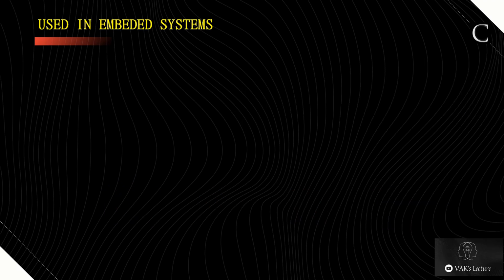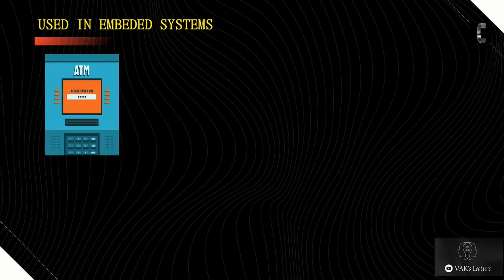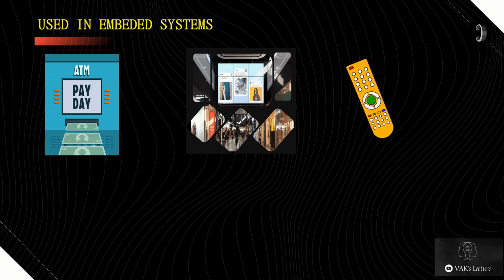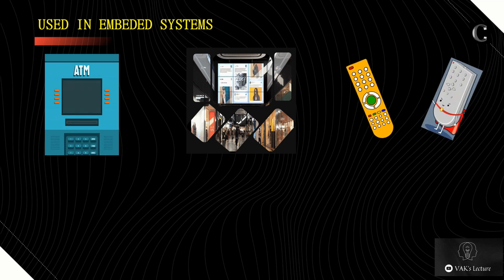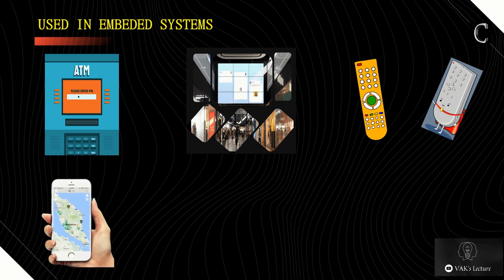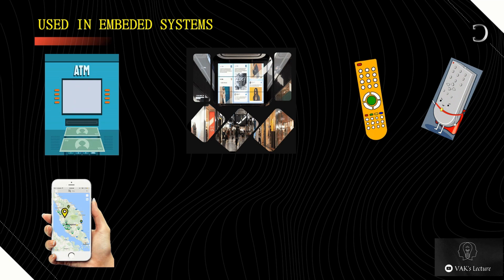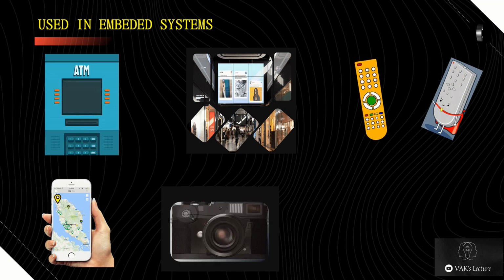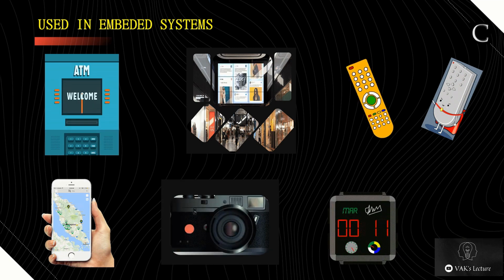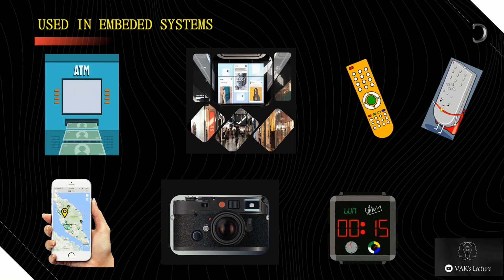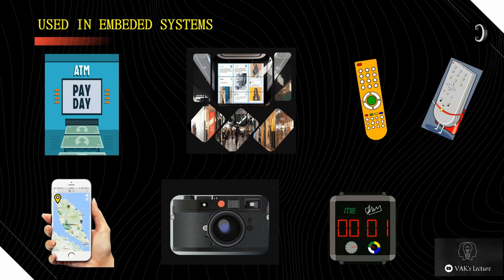Let us say ATM machines and display boards in shopping malls, or a TV remote controller or AC controller, or GPS in a mobile used to track the required location, or a digital camera or digital watch. You take any automated electronic device, that can also be programmed by using the C programming language.